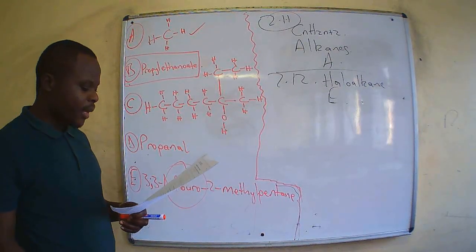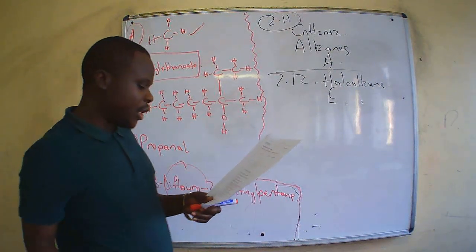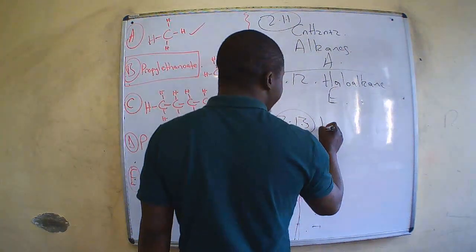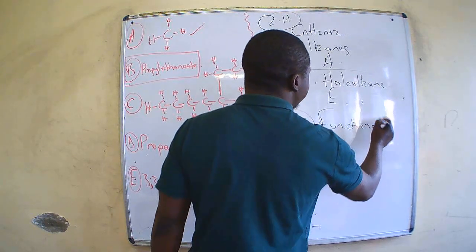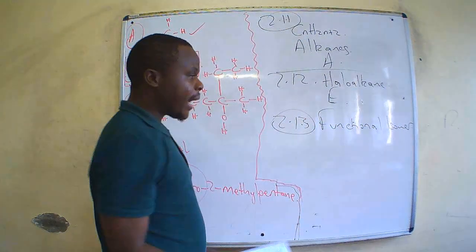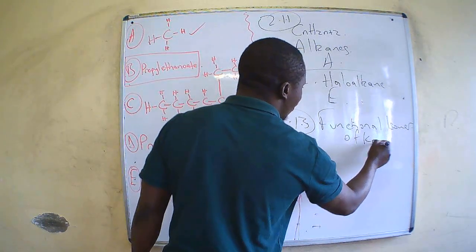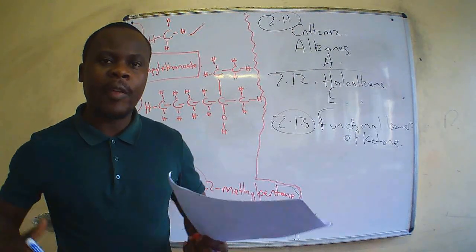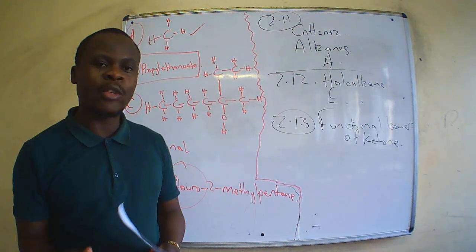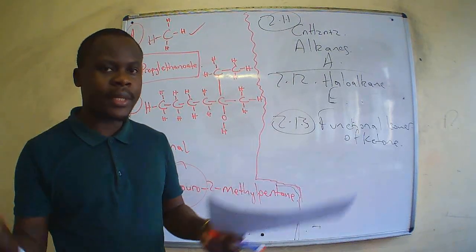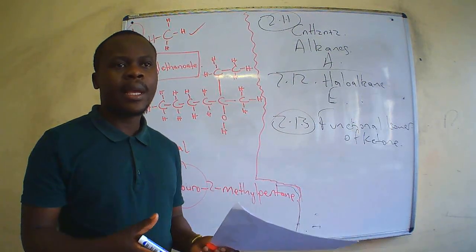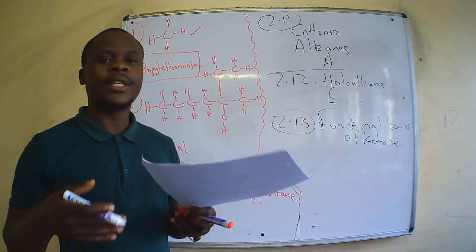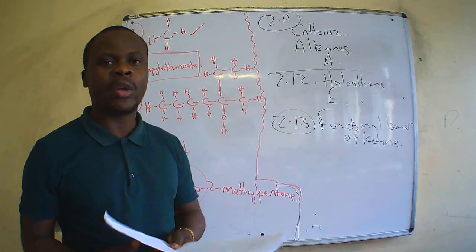So as we move on, our next question, 2.1.3, the question is: which one is a functional isomer? Functional isomer of what? Functional isomer of ketone. You can identify functional isomers of ketones by understanding that we have only 2 groups of functional isomers in the homologous series. The first one is esters and carboxylic acids. They are always functional isomers of each other. The second group is ketones and aldehydes. They are functional isomers of each other.